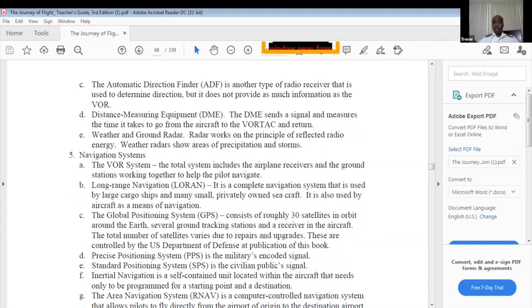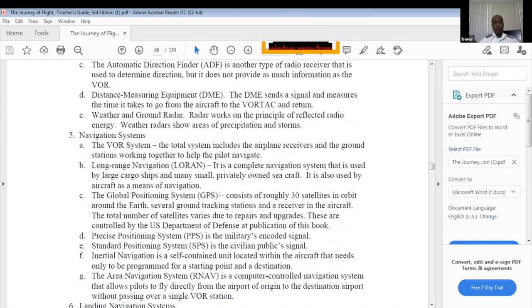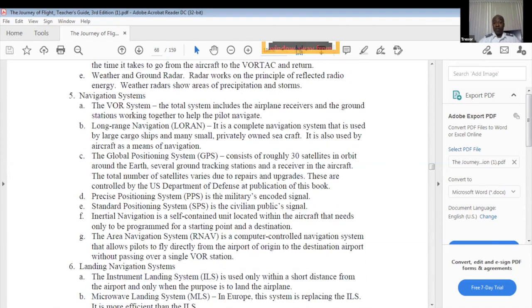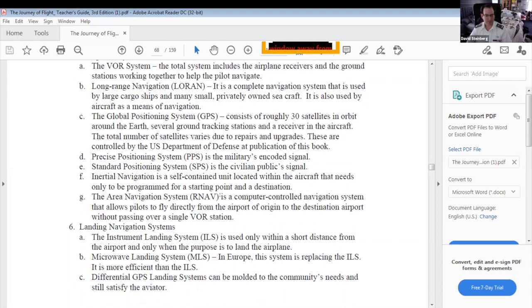You have GPS, Global Positioning System, which we talk about a lot. We have PPS, Precise Positioning Service, and Standard Positioning Service. We have RNAV, which I already talked about, one of the most common types of navigation that we're using now, moving away from VOR navigation: RNAV navigation, satellite-based GPS navigation.